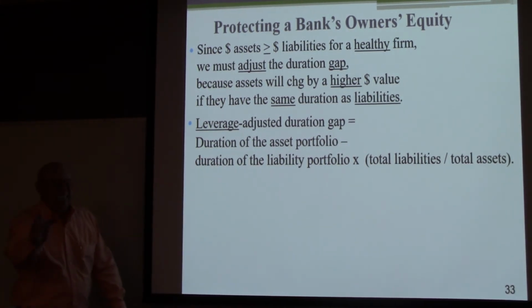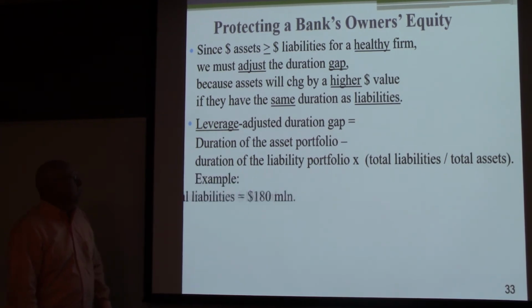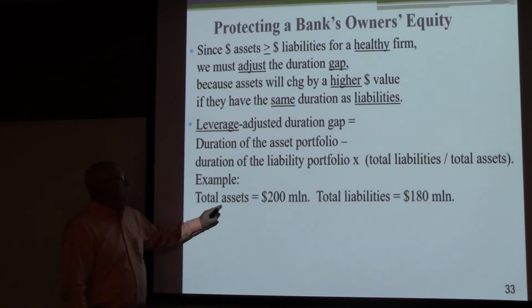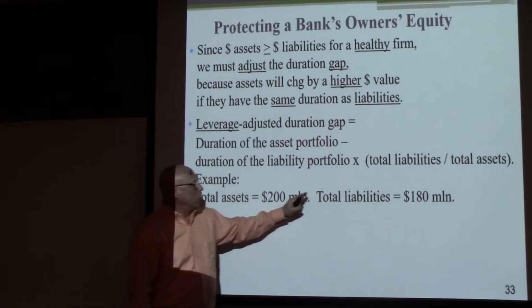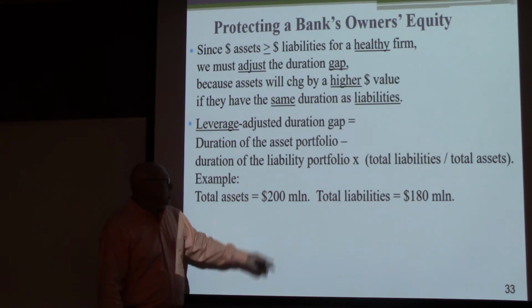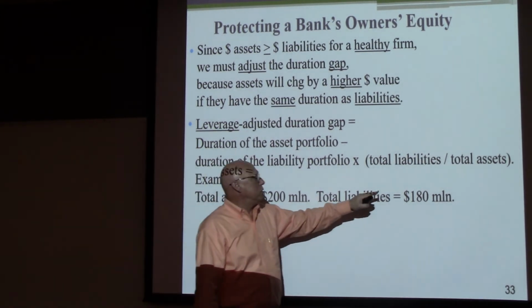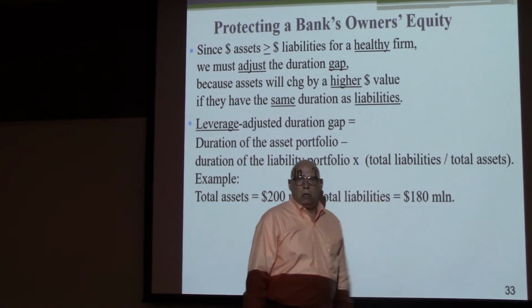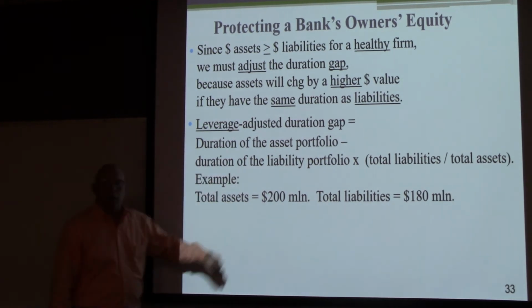Let's take a look at an example. Total assets, 200 million. Total liabilities, 180 million. So what's total equity? 200 minus 180, 20 million, which is 10% of assets.